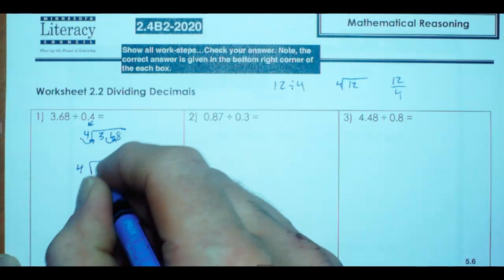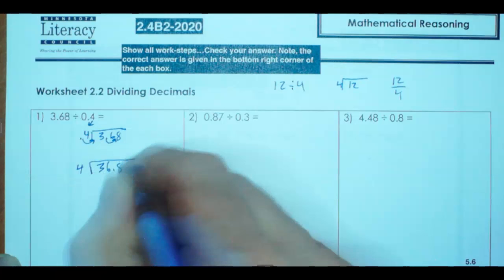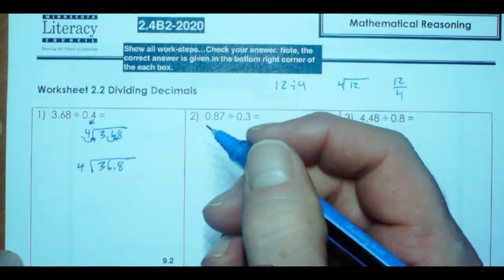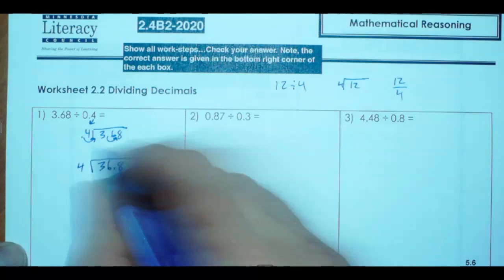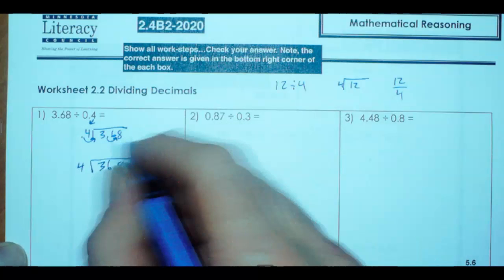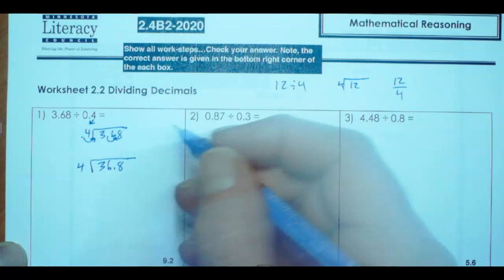36.8 divided by 4. Now, all we really did there when we moved the decimal to the right one spot, we just multiplied it by 10. So 0.4 became 4. 3.68 became 36.8. All right, now we're going to ask questions.